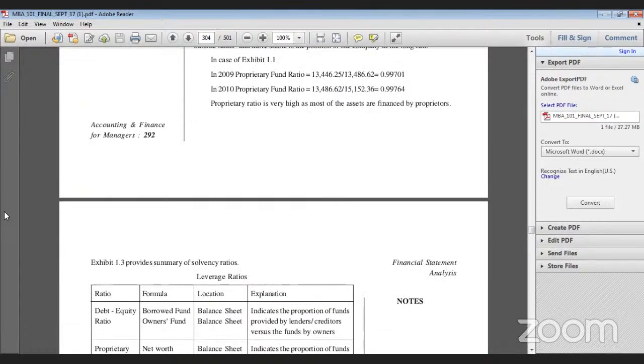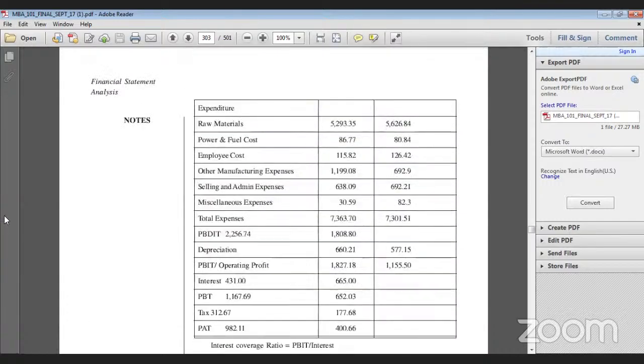Before that, we just finished this chapter. Very important chapter.